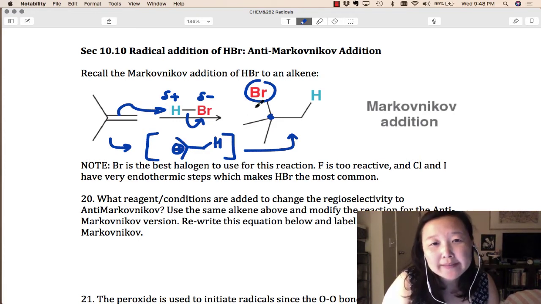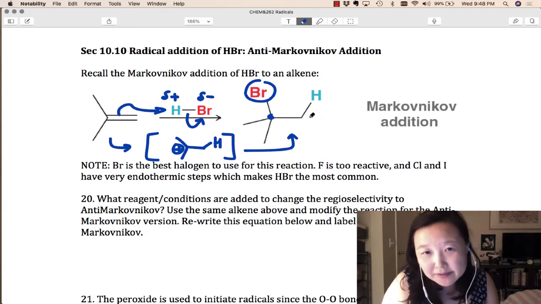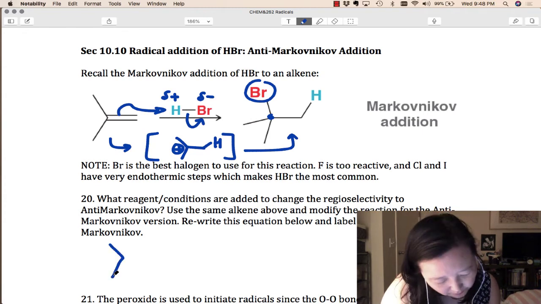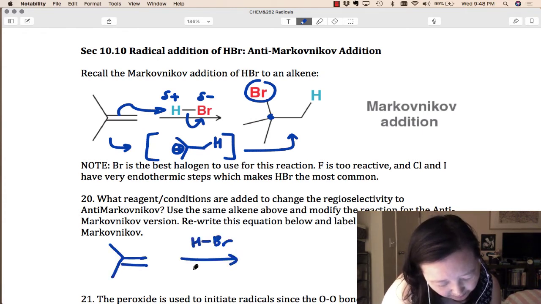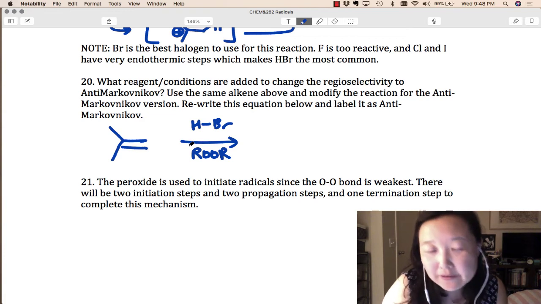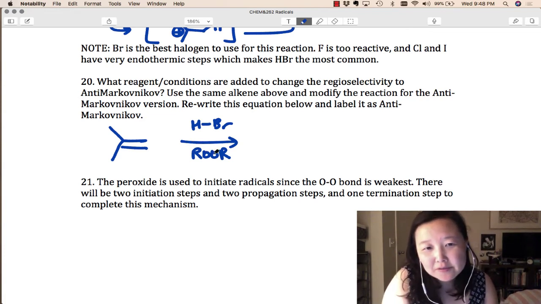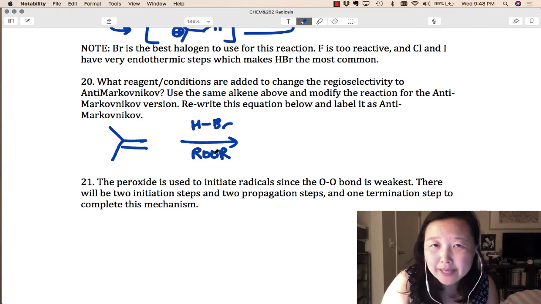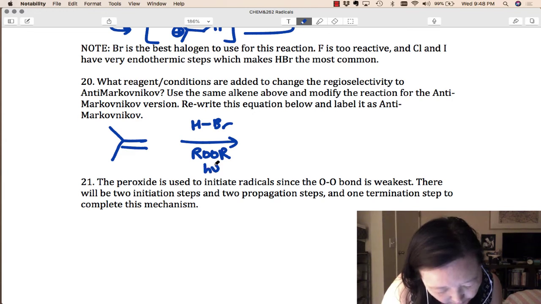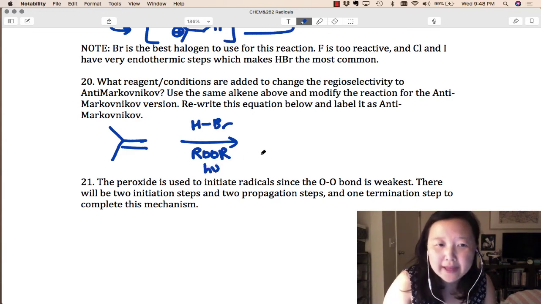And that all has to do with carbocation stability. Now, if we wanted the Br to add to the less substituted side, we did learn that you need to add peroxides to this. The reaction would look like this. We'd have HBr, and then you would add ROOR as some kind of alkyl peroxide. So R could be some kind of alkyl group. And usually this requires some kind of heat or light, some energy to break the ROOR into two pieces.